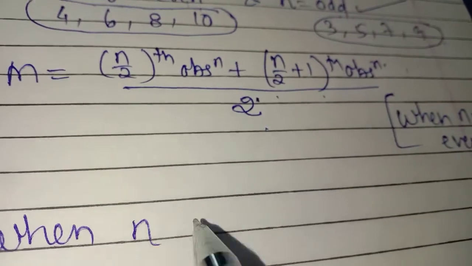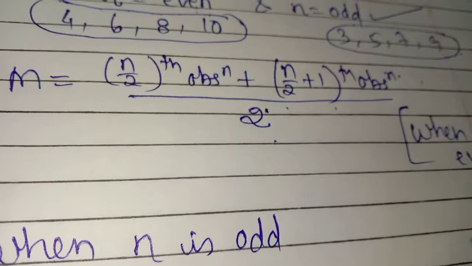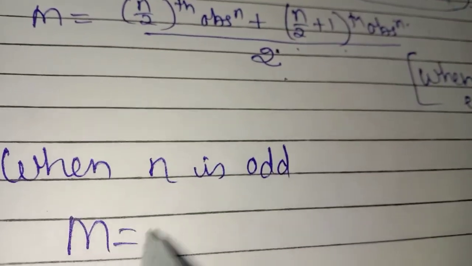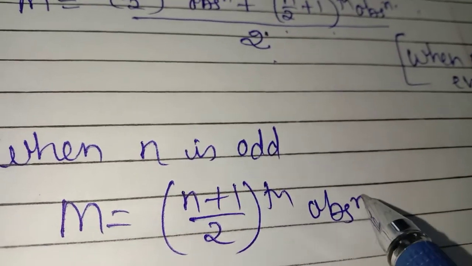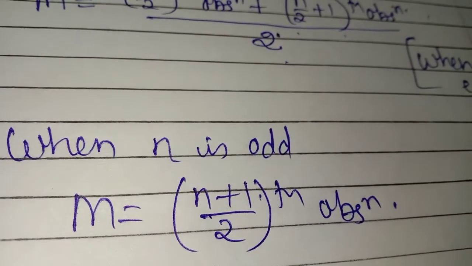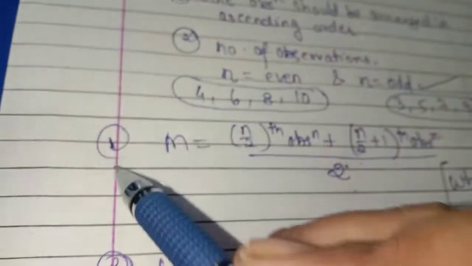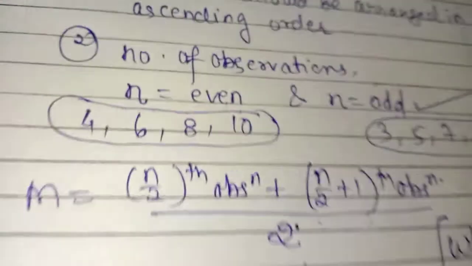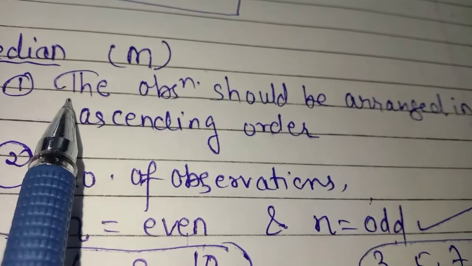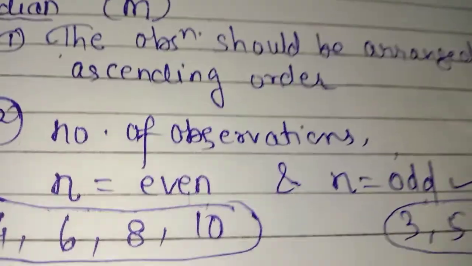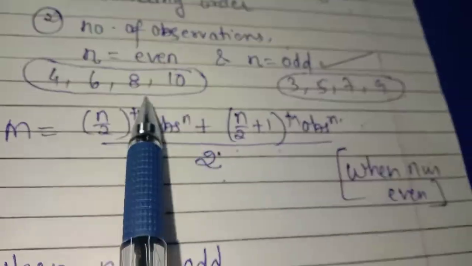And the second formula is when n is odd. For odd, M is equal to the n plus 1 upon 2th observation. Simply you can define it by this formula, the n plus 1 upon 2th observation, and you will get the value of median. Once again, whenever you solve numericals for medians, it is a necessary and compulsory step to arrange the observations in ascending order, and after counting their number, if it is even, use the first formula, and if it is odd, use the second formula. And the last one is what?